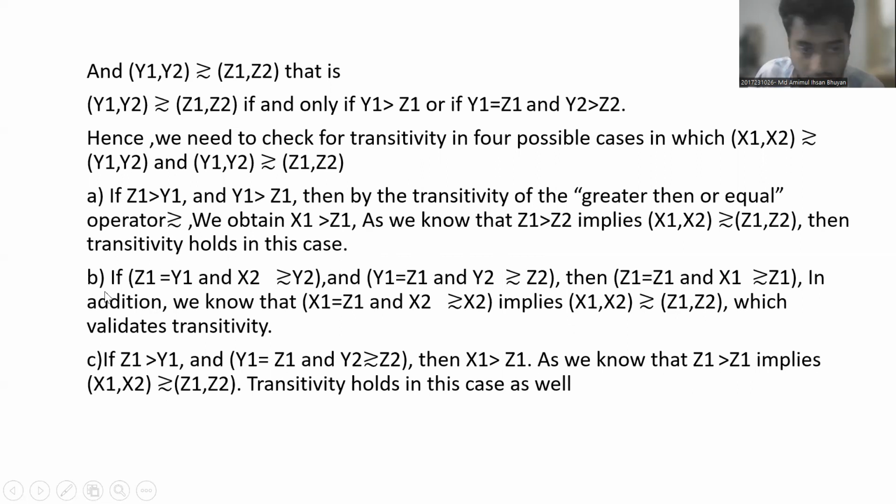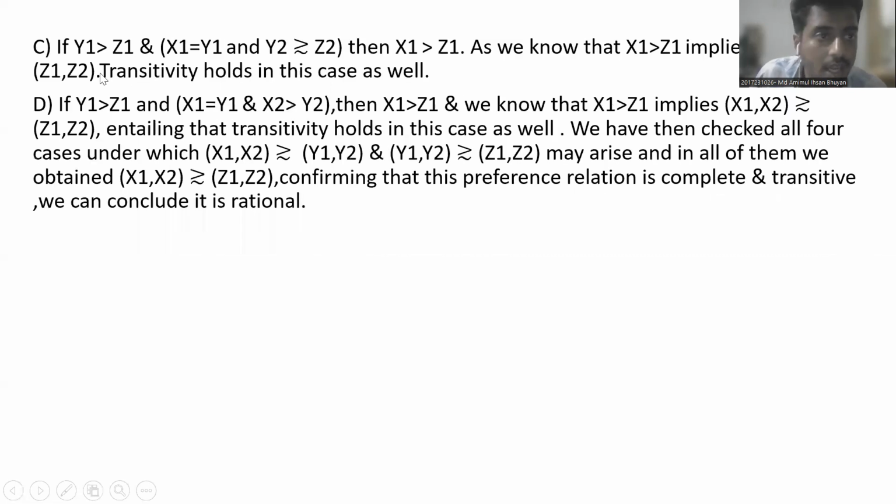In B, we follow the same process. In C, transitivity holds as well, in the same way. And in D, we can see that if y1 greater than z1 and x1 equal to y1 and x2 greater than y2, then we know that x1 greater than z1 implies (x1, x2) greater than or indifferent to (z1, z2), entailing that transitivity holds in this case as well.